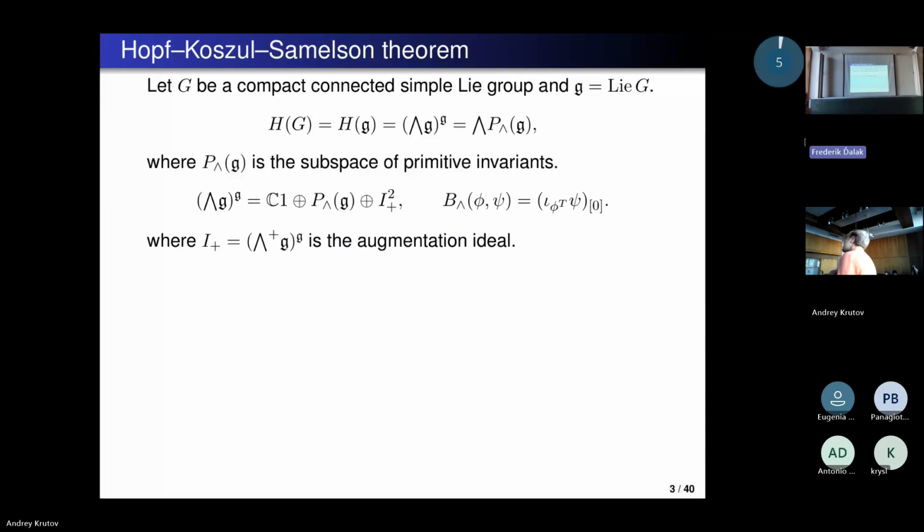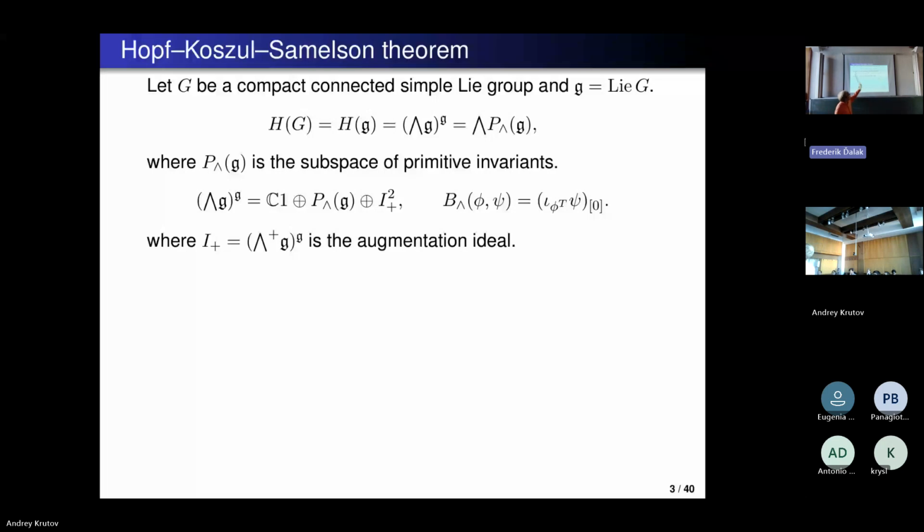And this space of primitive elements, you can define it in several different fashions. For example, it's one of the origins of Hopf algebras, and you can define the space of primitive invariants as the space of primitive elements of the coproduct. In terms of the coproduct, but you can also define it in terms of the augmentation ideal and the corresponding orthogonal decomposition.